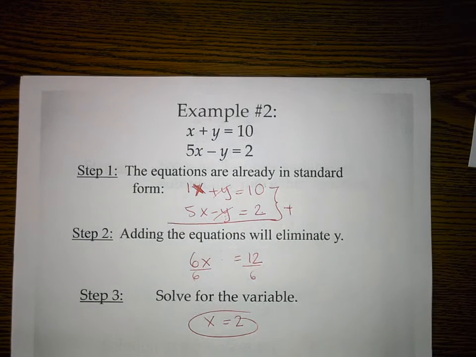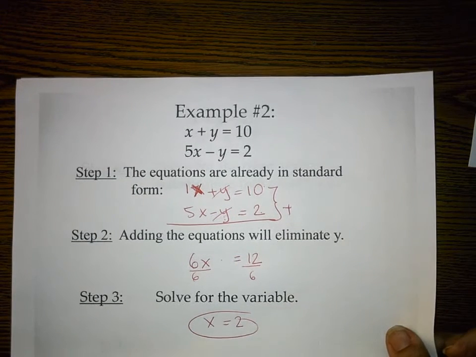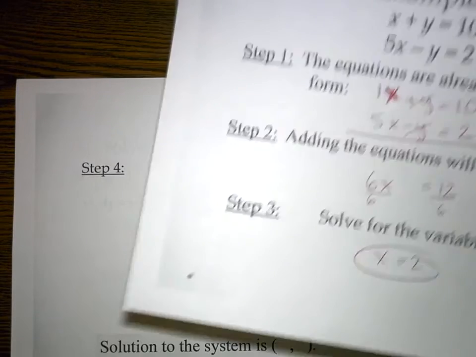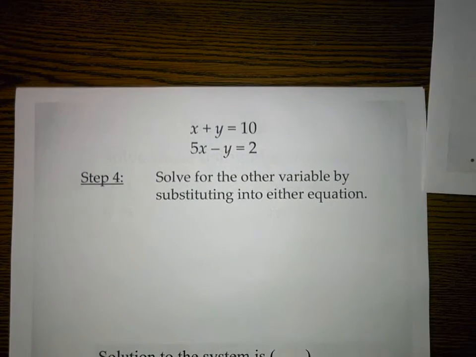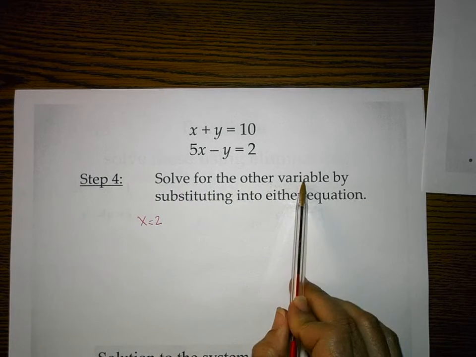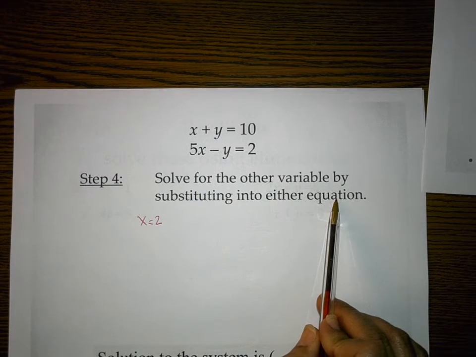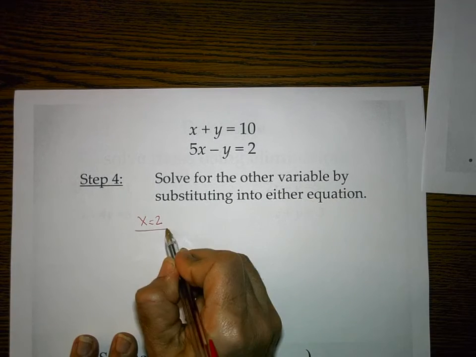Now that I know that x equals 2, I just have to go back. Let's see if I have step 4 here. Okay, x equals 2. I do have step 4 here. I know that x equals 2. Solve for the other variable by substituting in either equation. I really don't care which one you plug in. I know that x equals 2.